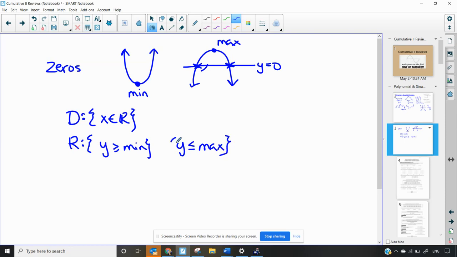Window settings often became an issue when we were in this unit because we had to look at the context of the question and then decide how to adjust our window settings.